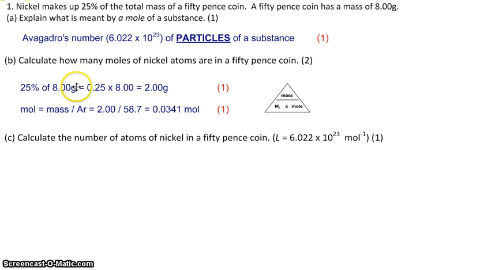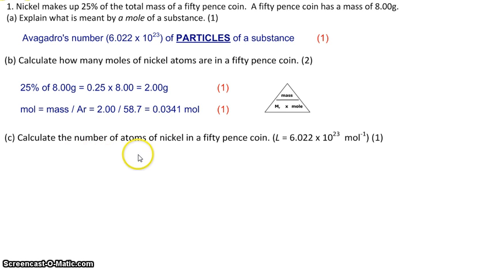First of all, you work out 25% of 8 grams because that's what it tells us up here, which gives us 2 grams. Then look up the relative atomic mass of nickel, 58.7, in the periodic table. Use the relationship moles equals mass divided by Mr and get this answer: 0.341 moles.